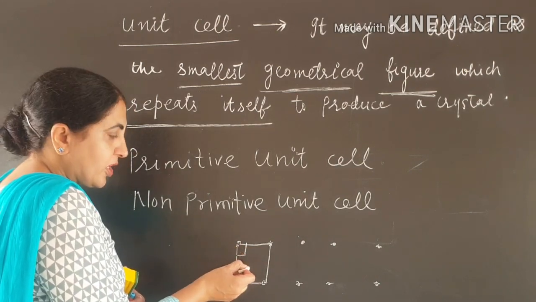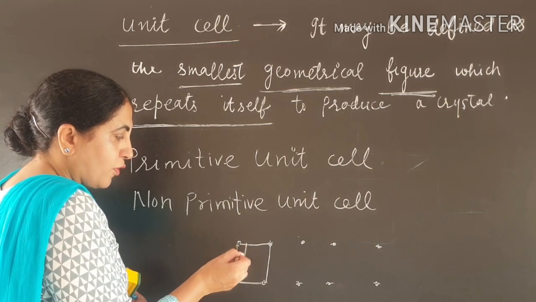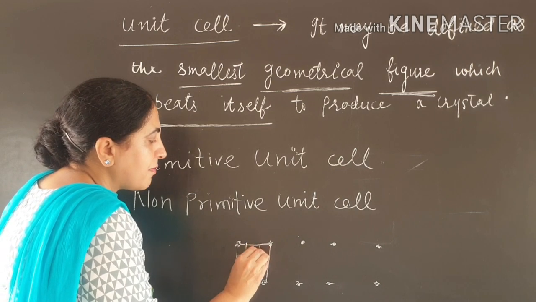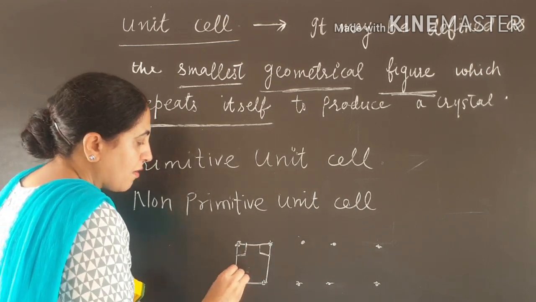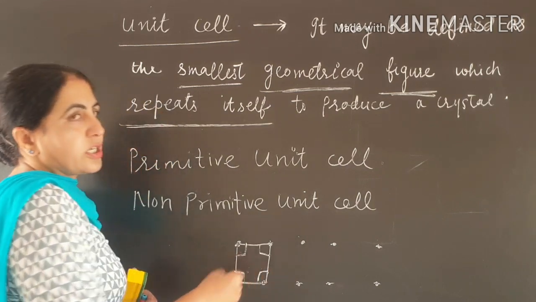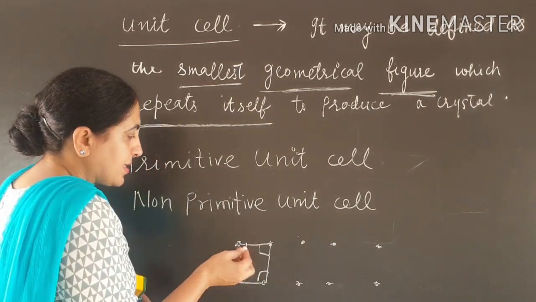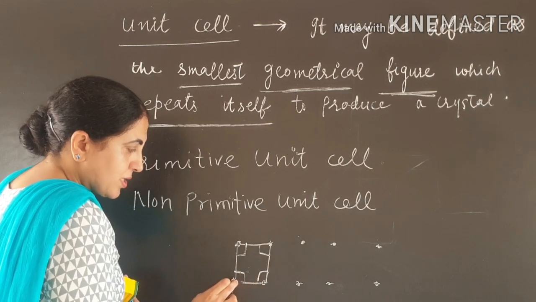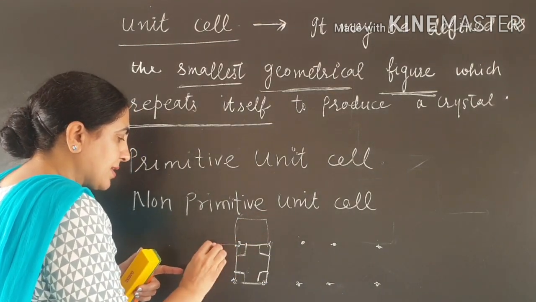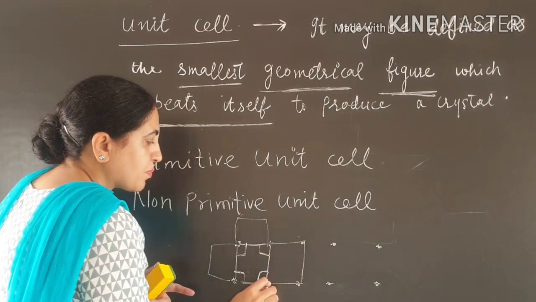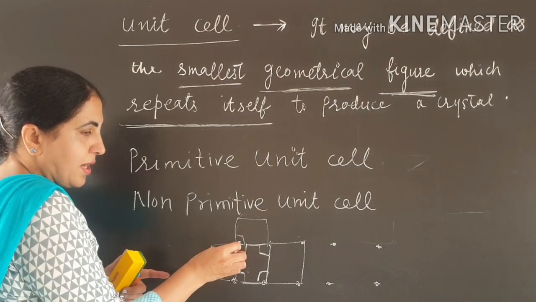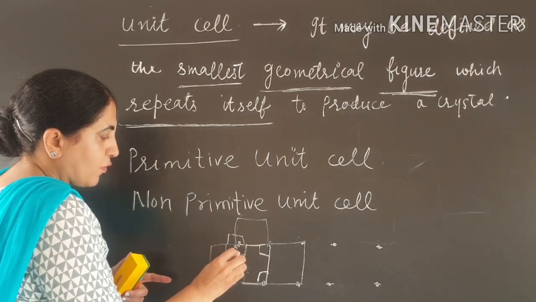1/4 of this lattice point is shared by this unit cell. Similarly, 1/4 of this is shared by this unit cell, 1/4 of this lattice point is shared by this unit cell, 1/4 of this is shared by this unit cell. Clear? Similarly, one unit cell is at this point, another unit cell is at this point, and another is at this point, so many. So 1/4 is with this lattice point, 1/4 with this, 1/4 with this.